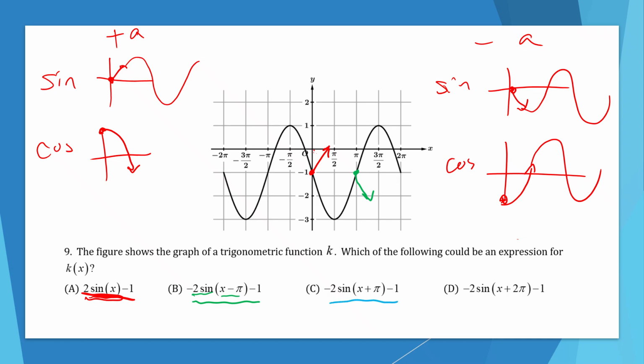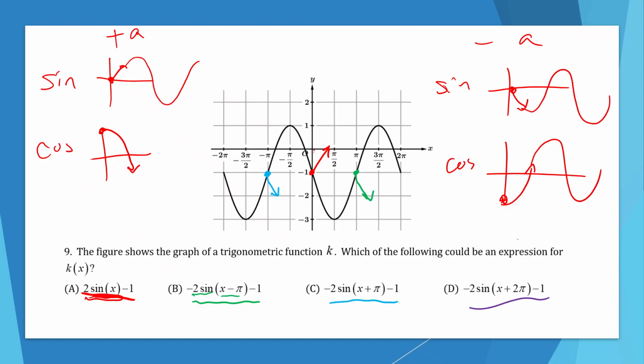Let's take a look at C. We'll do this one in blue. Here it's plus pi, so that should be pi units to the left, not the right. And then it's a negative sign as well, so this is going to be going down from the midline. That does not align, so it is not C.